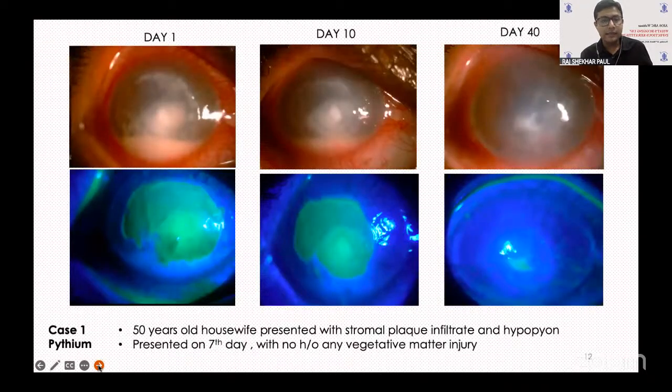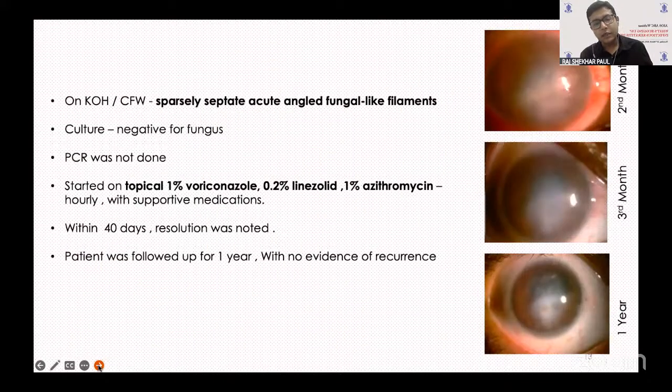This is a case which was medically managed, where we started the patient on topical 1% voriconazole, 0.2% linezolid, and 1% azithromycin topically, and by 40 days, we see a good resolution.